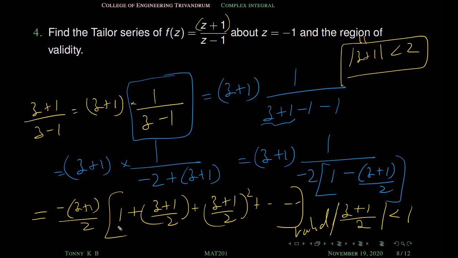Okay, by expanding this, we get minus of z plus 1 by 2 plus z plus 1 by 2 square plus z plus 1 by 2 whole cube, etc. And this is valid in this region. Okay, is this clear? Any doubt? If this is clear, we can go to the next one.